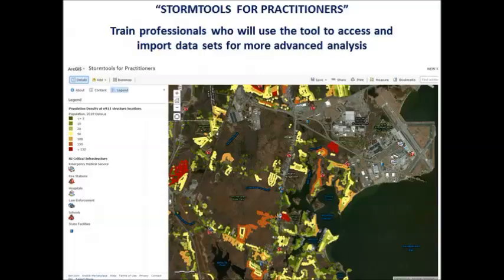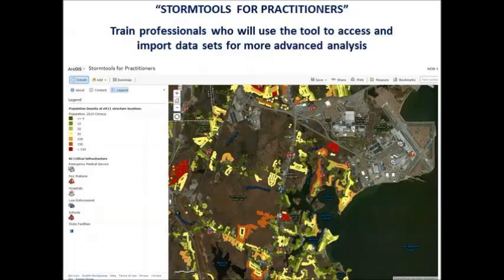But at the same time, this tool is so powerful that it can be really useful to local decision makers and practitioners. So the more advanced STORMTOOLS for practitioners is more about long-term planning. Right here, this map shows population density combined with E911 structure. So basically, it's putting people where the buildings are. So this is density of people matched with the location of properties.